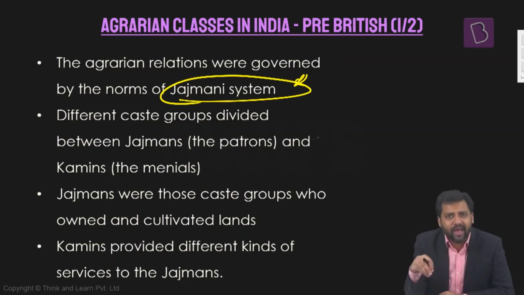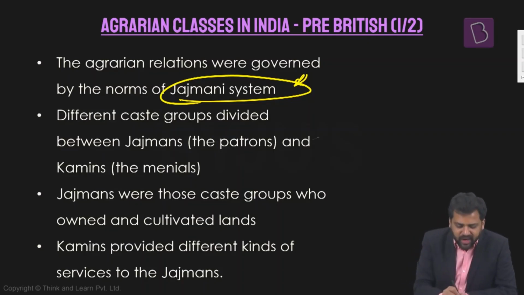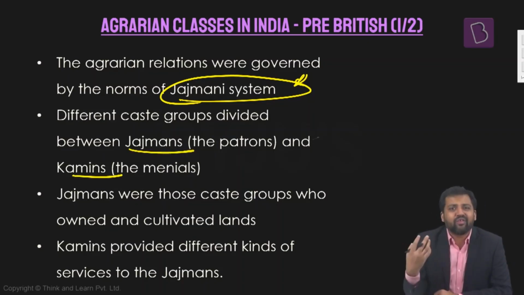What is the meaning of this? The Jajmani system implies a system of exchange between the Jajmans and the Kamins. Some of you might be hearing these terms for the first time. Certain castes were considered to be the Jajmans. These were the castes which owned land and cultivated land. They had ownership over land. Other castes provided services. They were the Kamin castes. So the Jajmans were the landowning castes, and the menial castes were the Kamin castes. And there was a system of exchange between them.